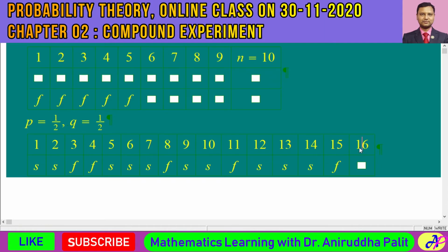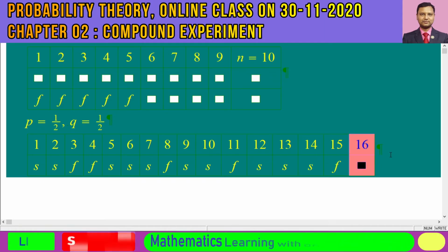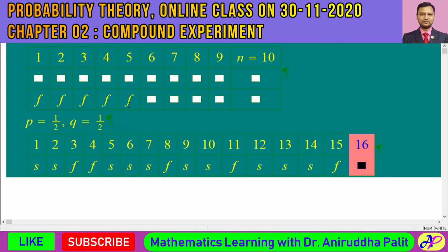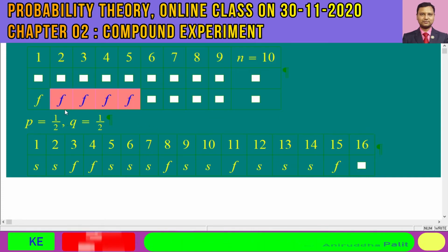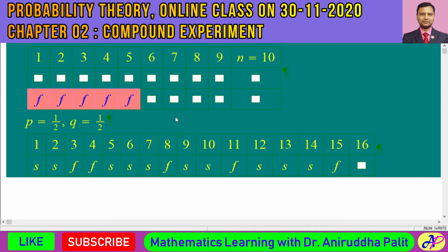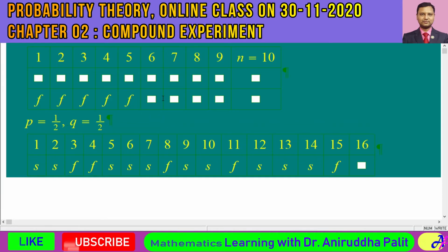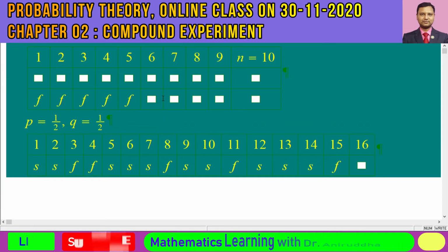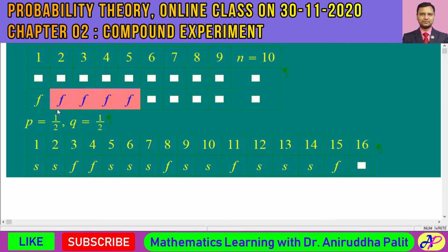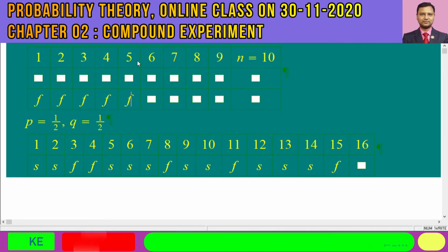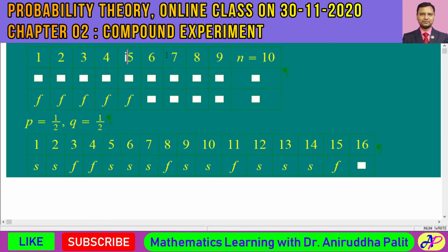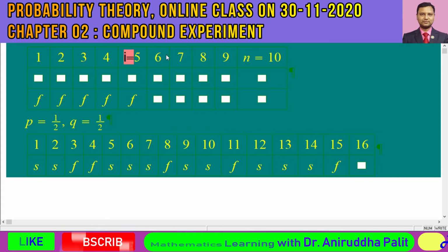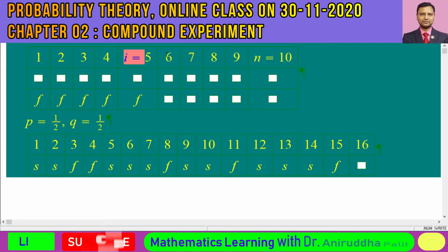Okay, and we are talking about the 16th trial, and it asks what is the probability that the remaining box, the second box, will have i number of sticks. So over here i is equal to 5. Now is this much clear to you?